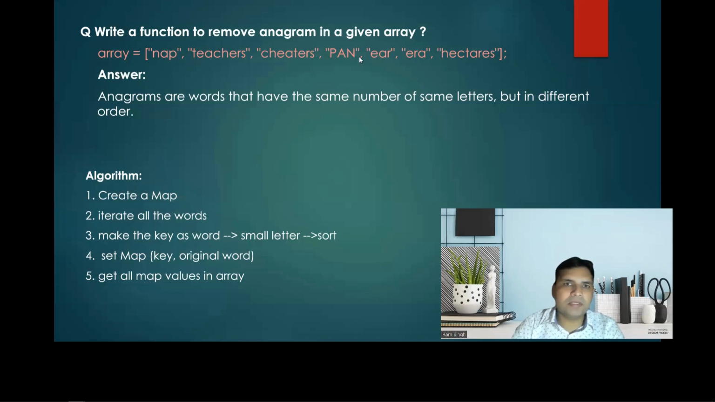So whatever is left, I will be able to maintain these words. And these are the exact words which will be available in the value section. So I'm going to get all the map values only into an array. Okay, so this is actually my algorithm. I wrote only 5 bullet points.